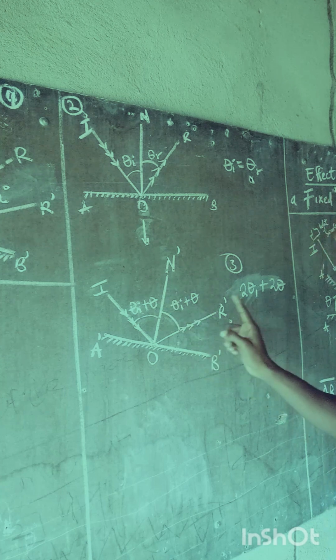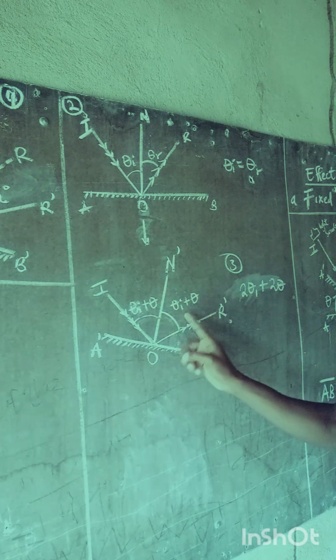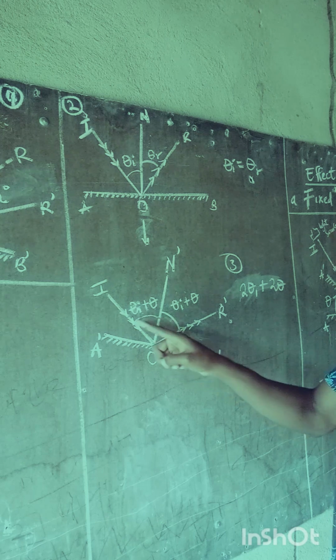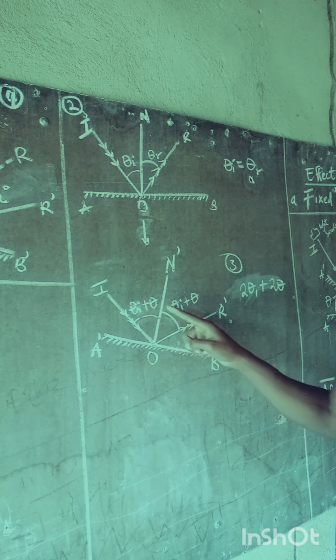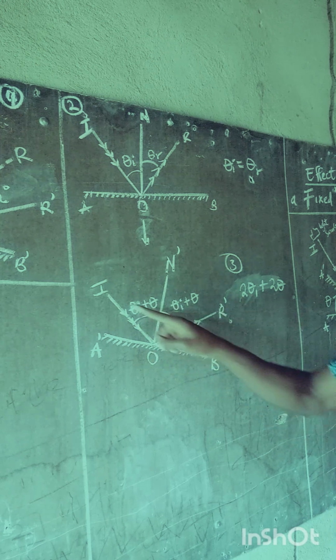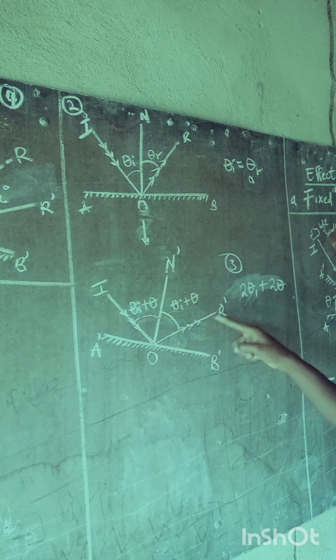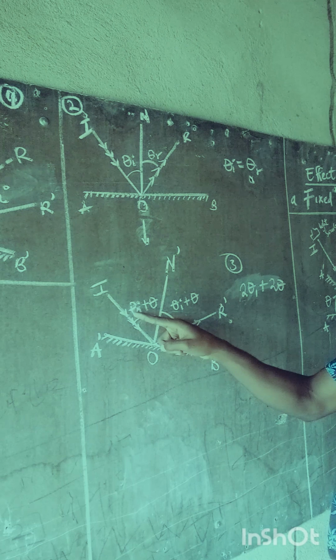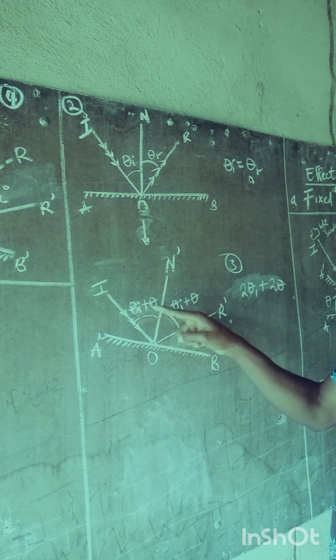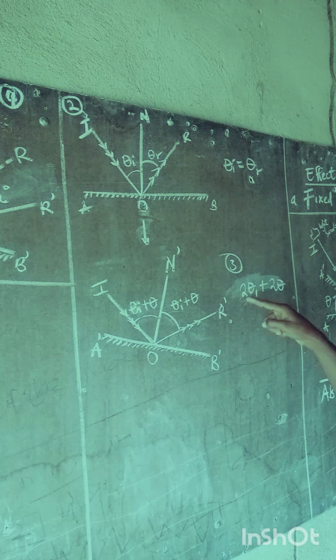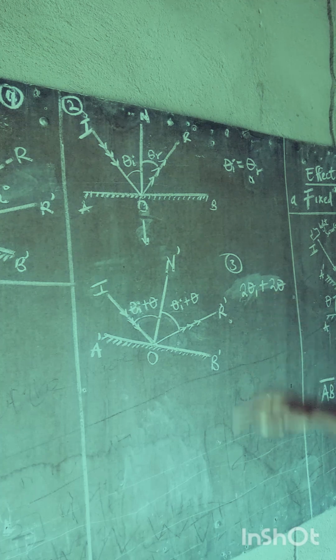In other words, the same thing happens here. Since the angle of incidence is equal to the angle of reflection, the change is added here as well. If we want to find the angle between the incident ray and the final reflected ray, we will add theta I plus theta I plus theta. In other words, that gives you 2 theta I plus 2 theta.